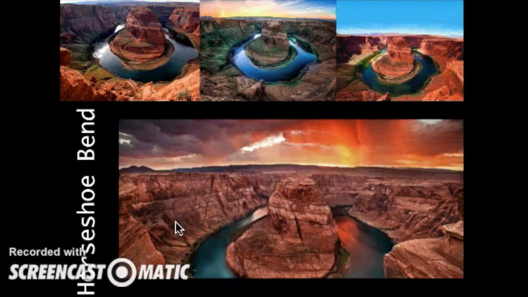Over a span of 1,000 years, the banks of the river grew even steeper until eventually the river became entrenched at the base of a canyon.